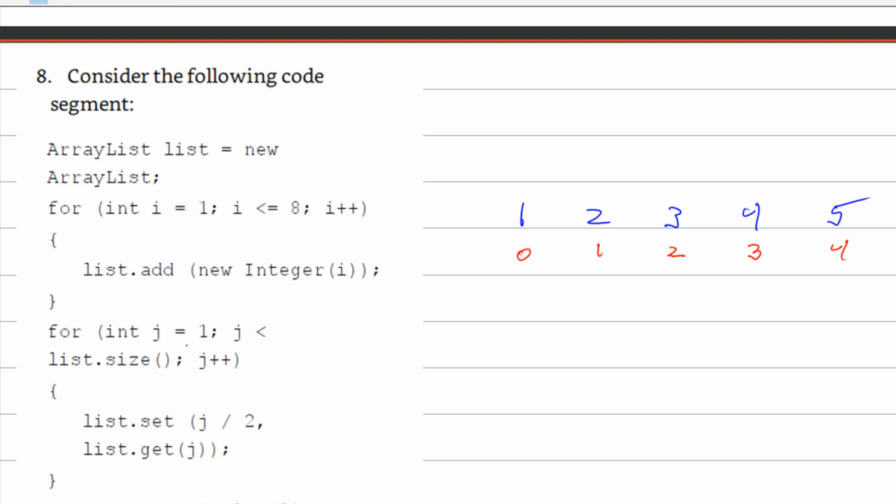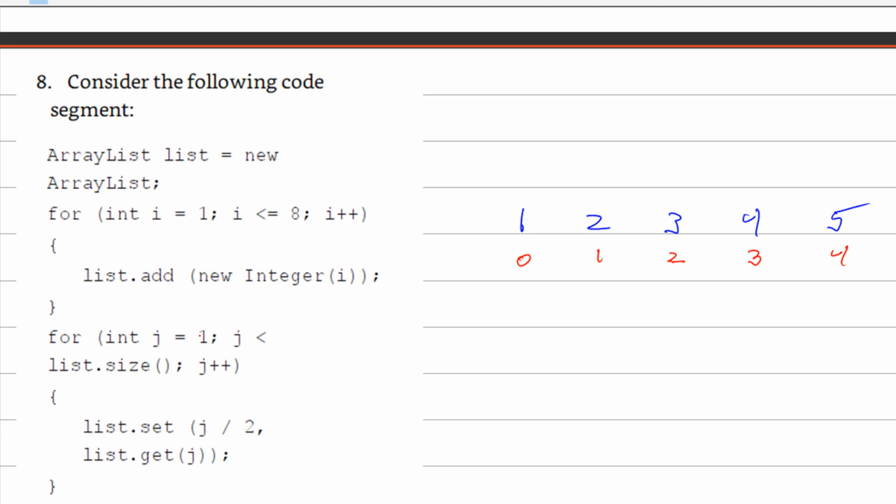Okay, and now it says for j equals 1, j less than list.size, j plus plus, list.set(j / 2, list.get(j)). So I can tell that I'm not removing anything and I'm not adding anything. So right off the bat, I know that in the end I should expect to have a list that has 8 elements in it since I don't have list.add or list.remove. But let's see how it flushes out.